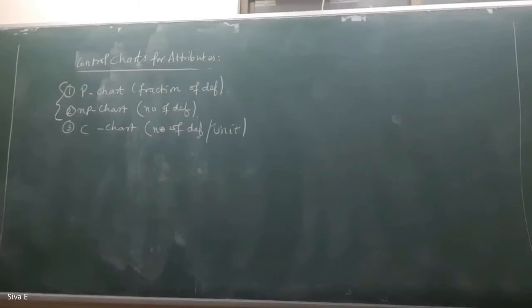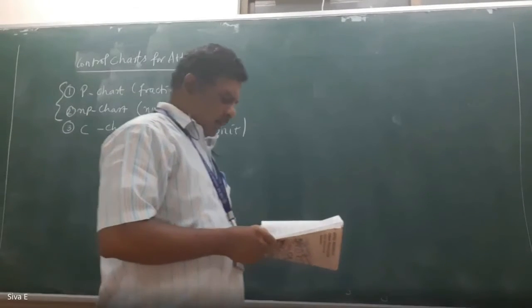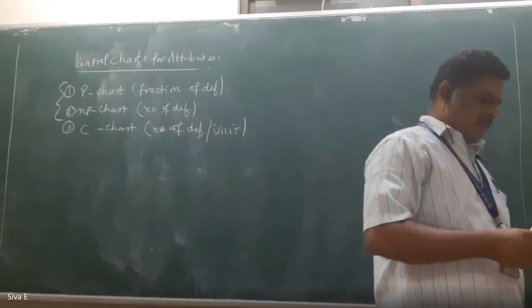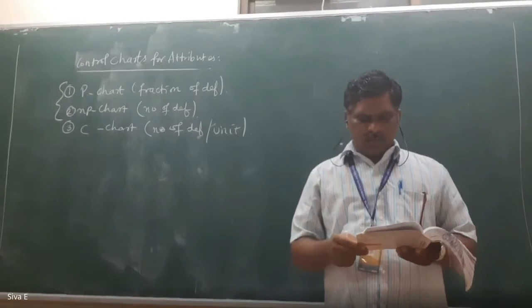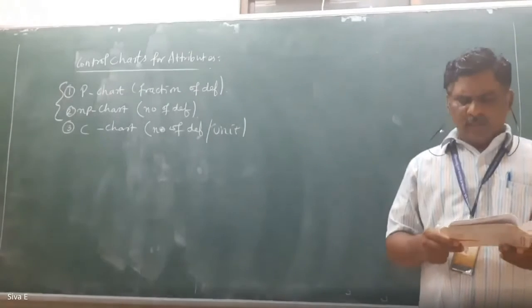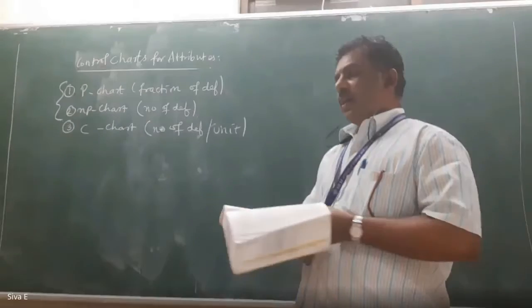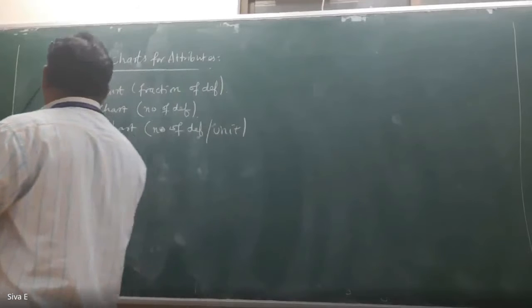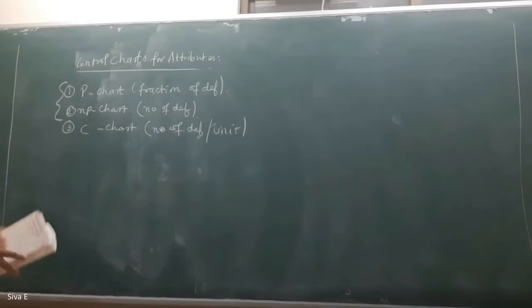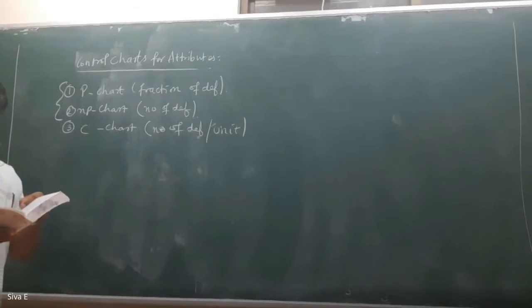Write down, P chart is used when all the samples drawn from the produced items are of the same size or different size.